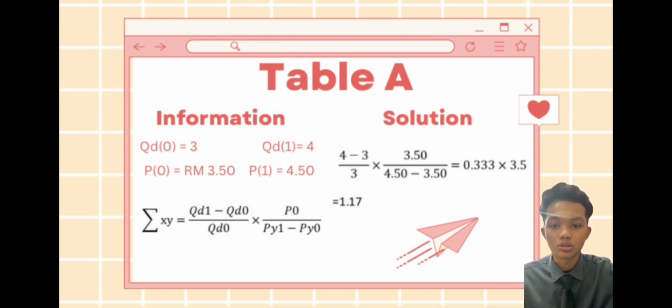To do the solution, we must use the equation and then replace the equation with the exact amount. The solution is (4 minus 3) divided by 3, multiplied by 3 ringgit and 50 cent divided by (4 ringgit and 50 cents minus 3 ringgit and 50 cents). Then the answer will be 0.333 multiplied by 3.5. Then the final answer will be 1.17.